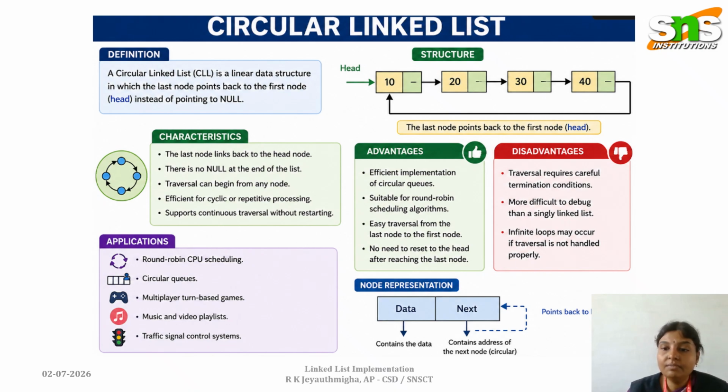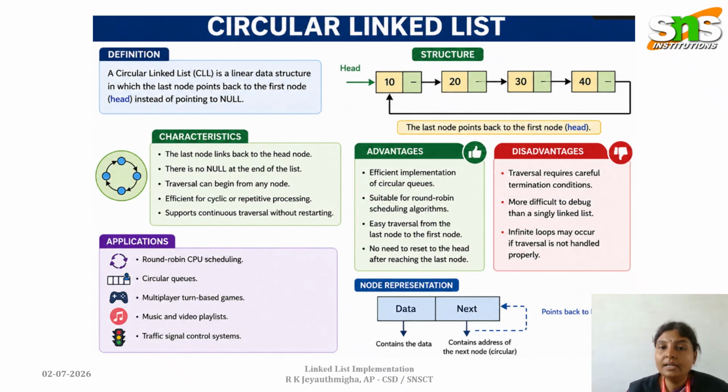And then the music and video playlist. If the playlist is stored in a circular linked list, then after the last song is played, the first song gets played. And then the traffic signal control systems, so that the order of the lights will be red, yellow, and green, and again red, yellow, green. So it is a circular linked list concept.